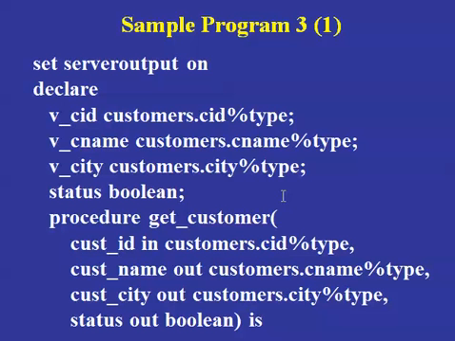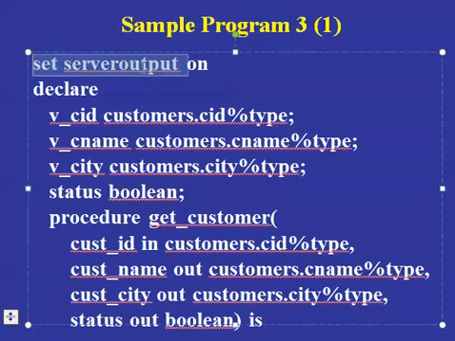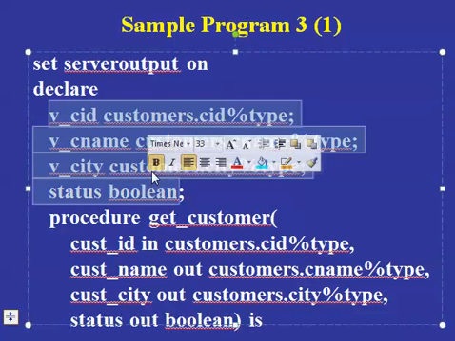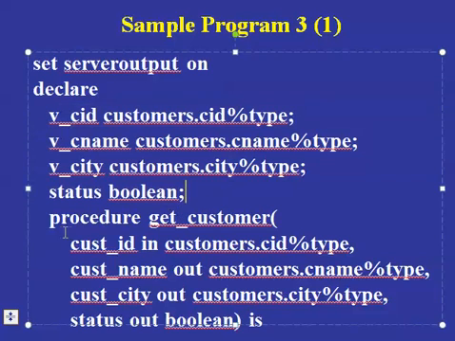So here is an example of a program that uses a procedure. Look at that, now we're including set serveroutput on again, so we will be able to see the DBMS output on the screen when there is an output. Here we already know about the declaration section, where I'm declaring these variables. But look at that, we also have the definition of a procedure.